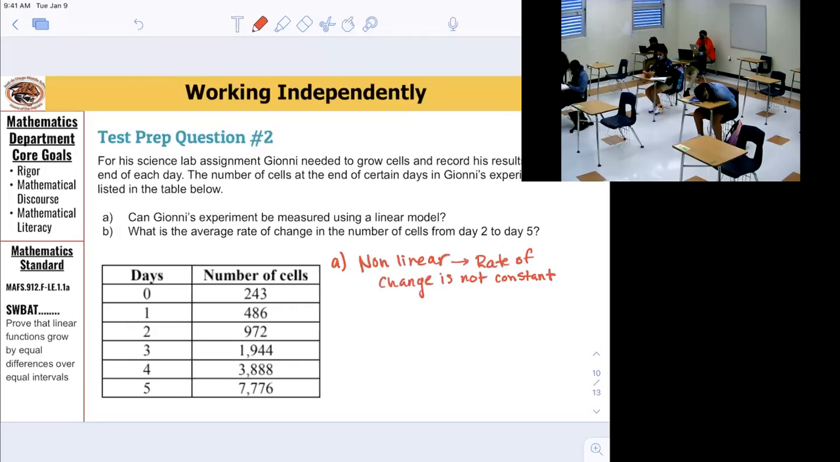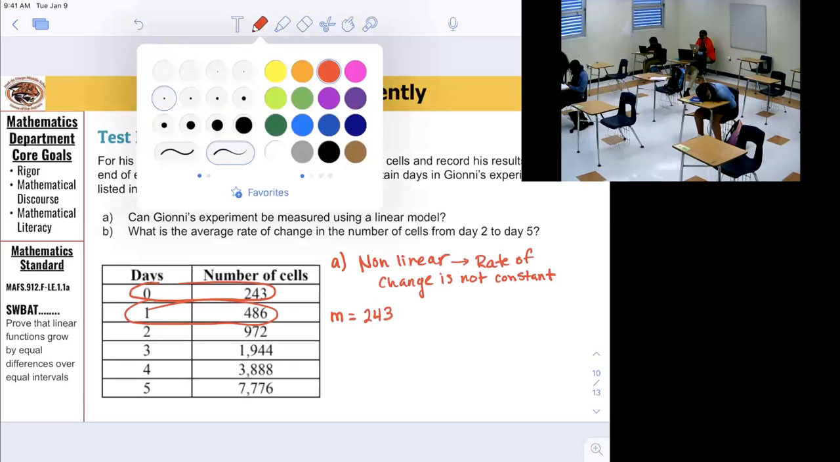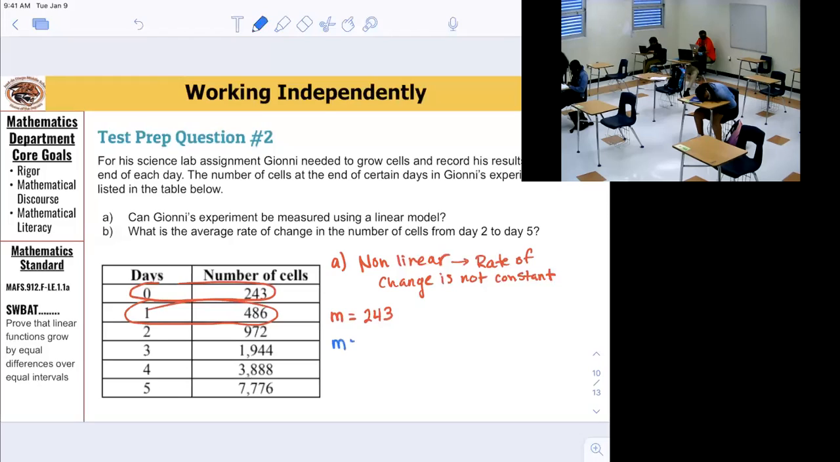Would anyone like to share what they got for the first rate of change? I got 243. Good. Same. And then if anyone would like to share, what did you get for the second rate of change? 486. Good. So right away, you can tell these are two different numbers. This is definitely not linear.